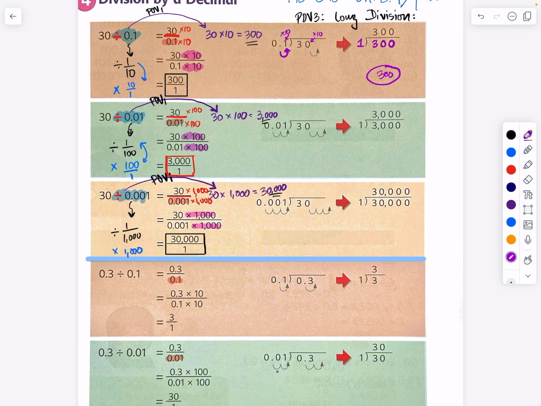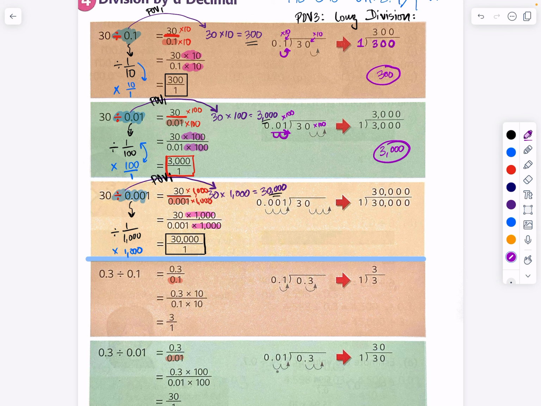Now, similarly, look at the long division point of view. Again, we have a decimal right here. We have a decimal in the divisor. We do not like decimals in the divisor. Let's multiply the divisor times 100 and the dividend times 100, and we come up with an equivalent statement, 3,000 divided by 1, which of course gives us 3,000. The math is quite easy.